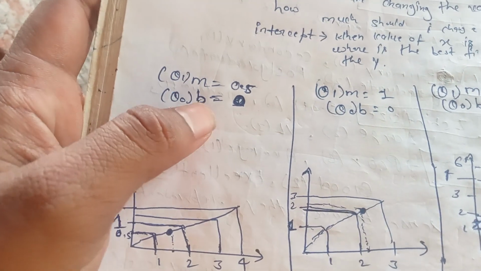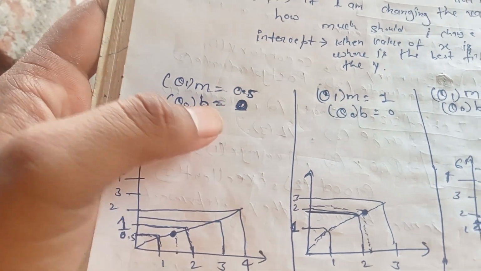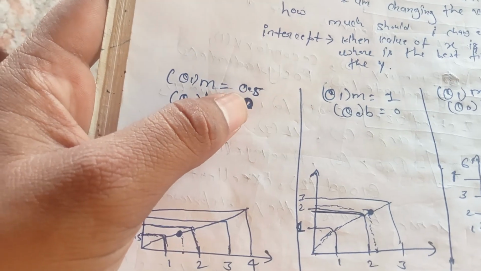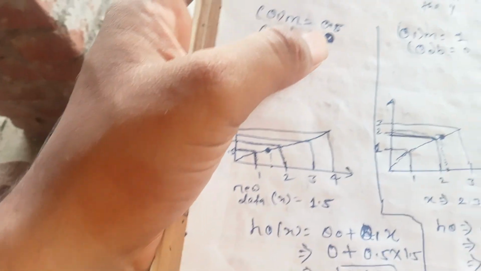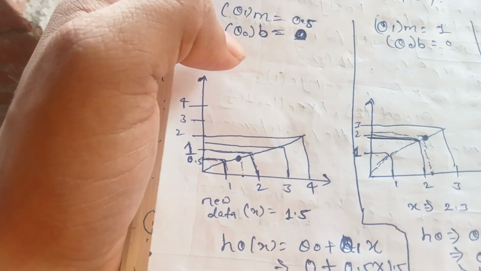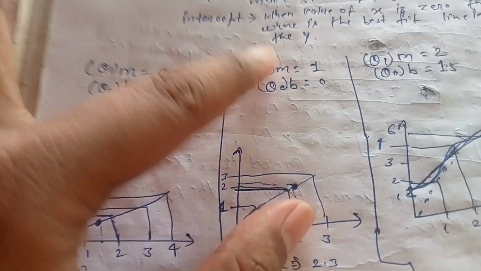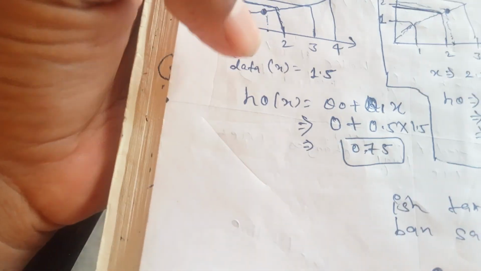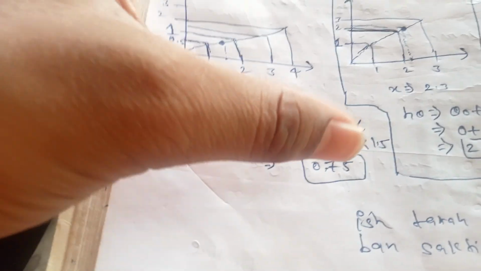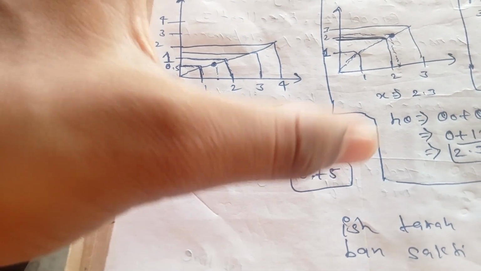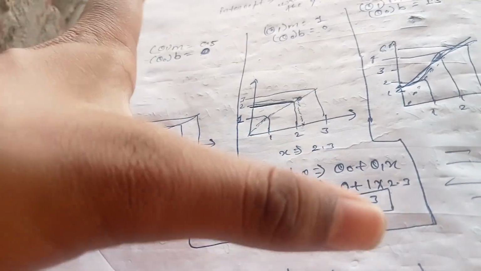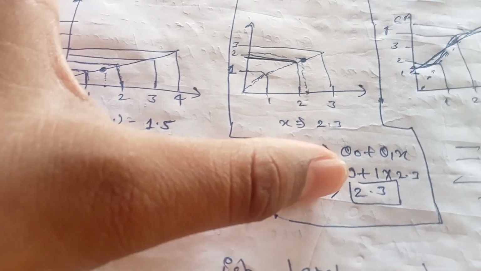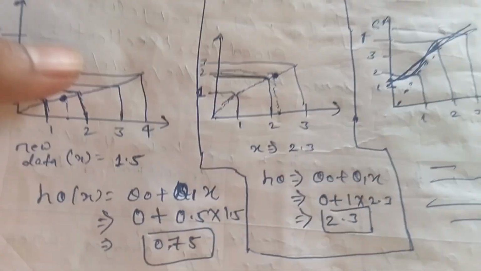Okay, we have initialized these values, which are slope 0.5 and intercept 0, and then again we use this value and then this. So we are getting the best fit line here. And we are getting the predicted point 0.75, and here we are getting this, and continuously we are getting values.